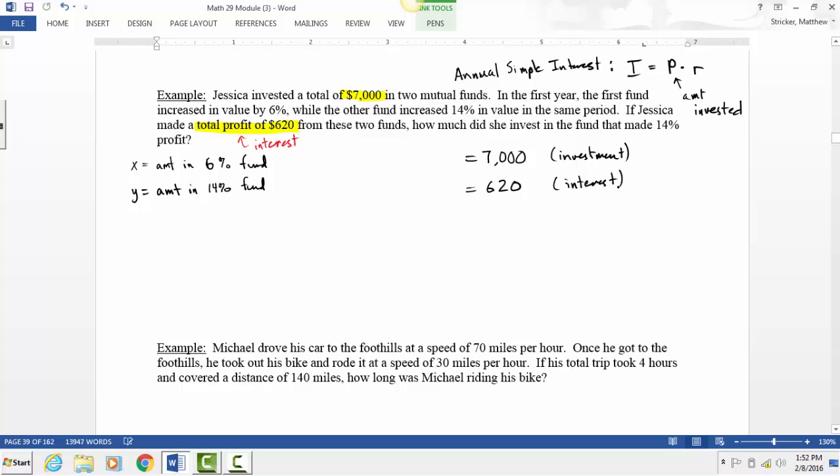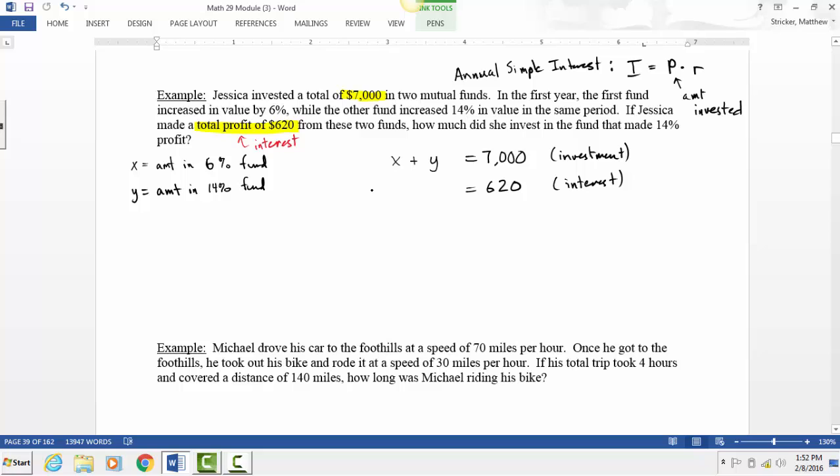So the first equation should be easy. We have a total of $7,000. We know we have X in the 6% fund, and we have Y in the 14% fund. So you add those two together, you get a total of 7,000. Now, each of those amounts, the X and the Y, both earn interest at different rates. So we have to take the amount P, which is going to be our X's and Y's, and multiply those by the rates.